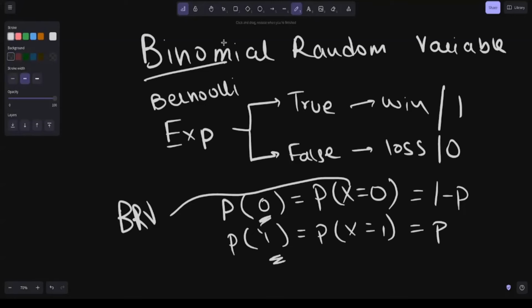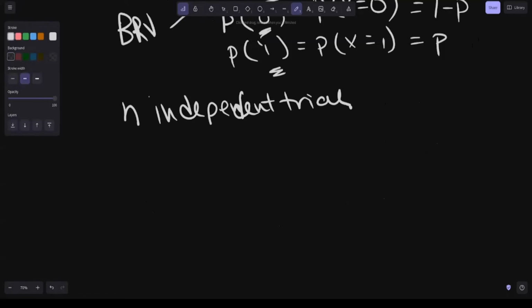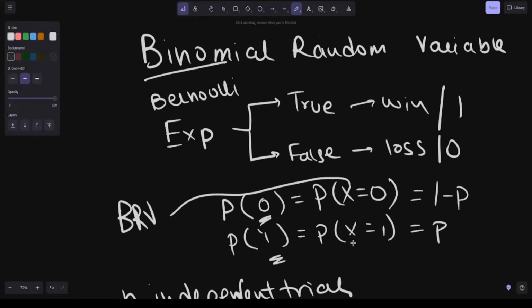Now let's say we have n independent trials. You have to realize that this one is only for one case. What is the probability of 1? Let's say 1 by 3, then the probability of 0 will be 2 by 3. This is one case, and this is what you call a Bernoulli random variable.